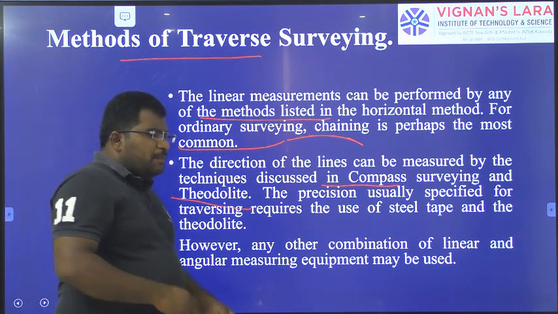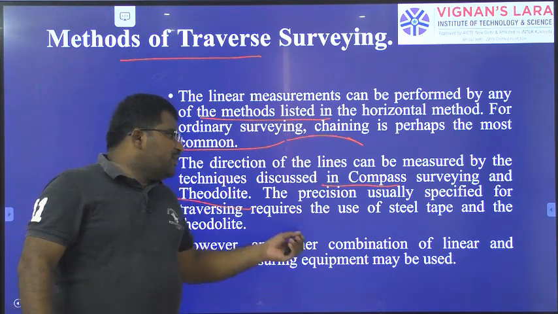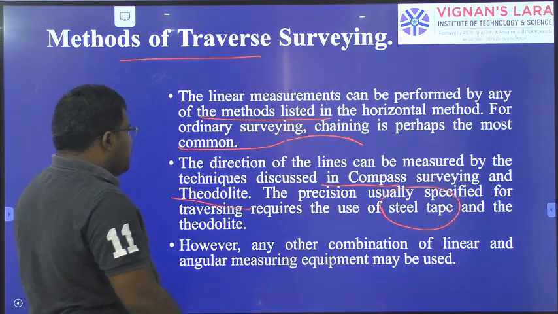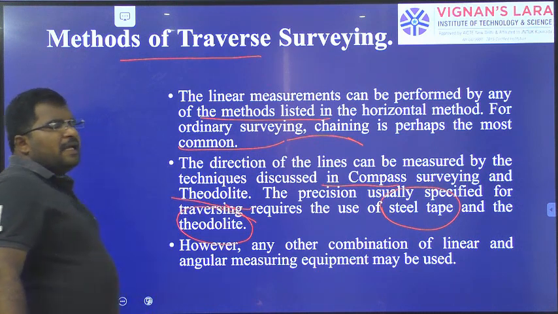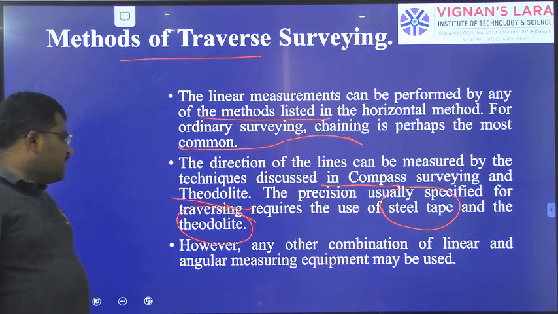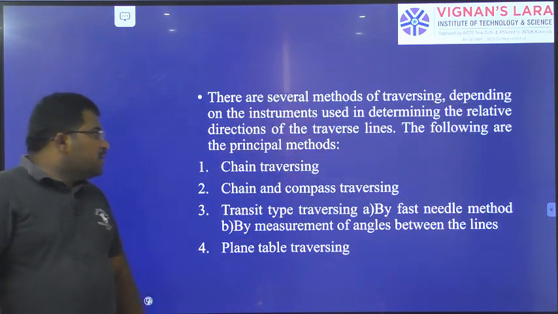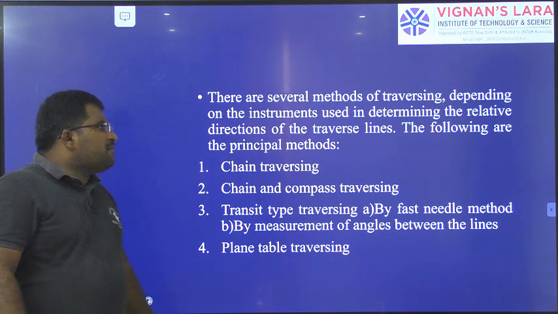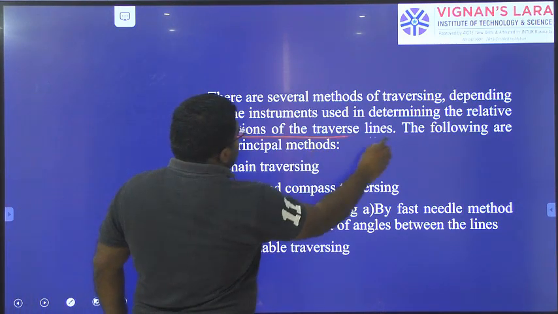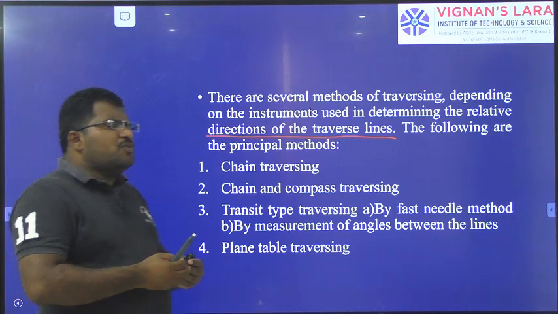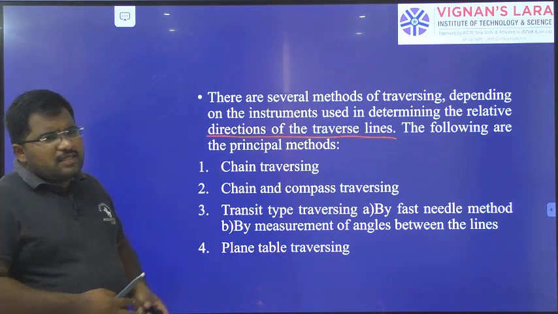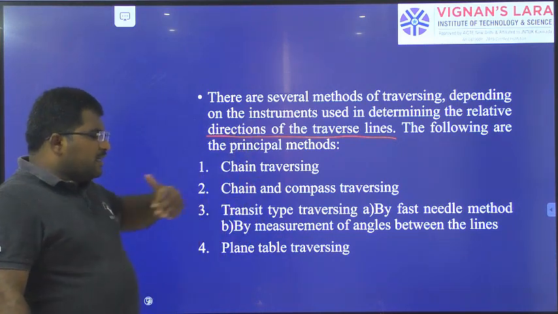But for precision, if you want to get accurate values, we are going to use the invar steel tape for the horizontal measurement and a theodolite for the direction measurement, that is angle measurement. However, any other combination of linear and angular measuring equipment may also be used. There are several methods of traversing depending upon the instrument used in determining the relative directions of the traverse lines. Whatever equipment you use for the measurement of horizontal distance as well as the direction, the method of traversing depends on those things.